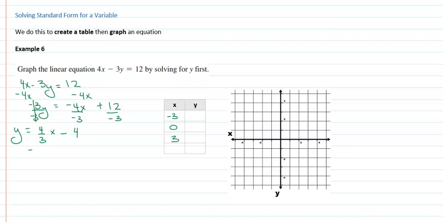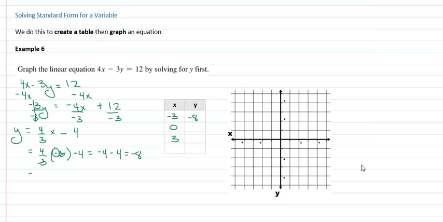All right, so we've got 4/3 times -3 minus 4. So 4/3 times -3, the 3's are going to divide out, and I get -4. Don't forget this negative right here. Don't lose that. -4 minus 4 is -8. So -8 goes right here.